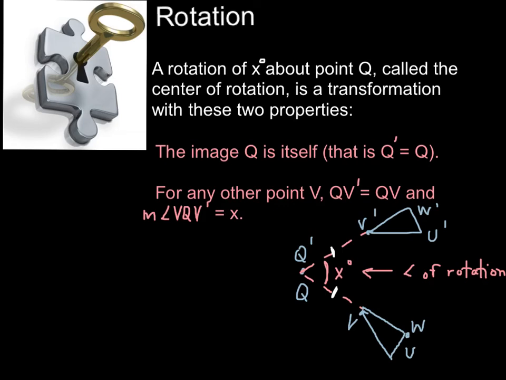Rotation. You all know rotating is like spinning something. You've done rotation, but you probably haven't done it to this extent. So let's start with our first properties here. A rotation of x degrees about point Q, called the center of rotation, is a transformation with these 2 properties. The image Q is itself, that is Q prime equals Q. For every other point, V, and that could be any other letter, QV prime is equal to QV, and the measure of angle VQV prime is equal to X.